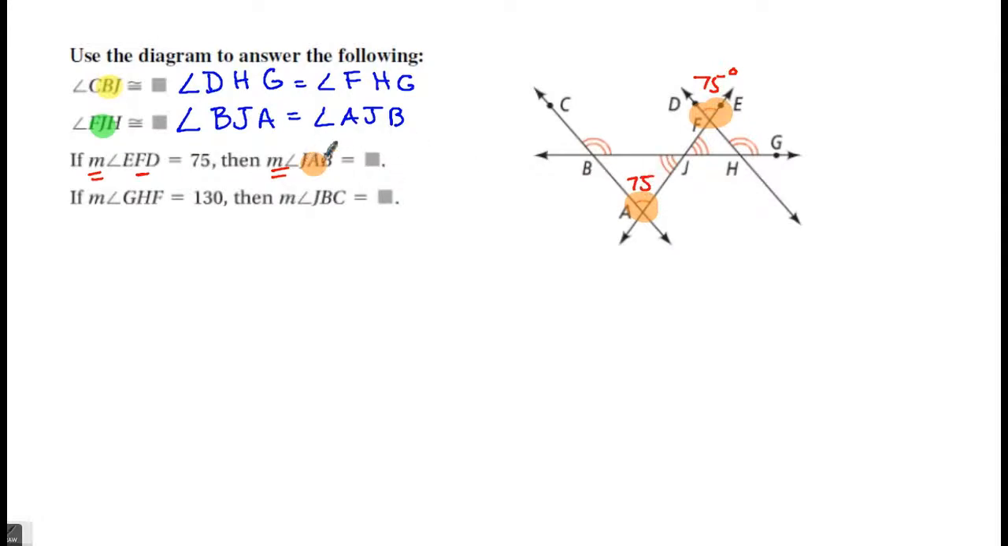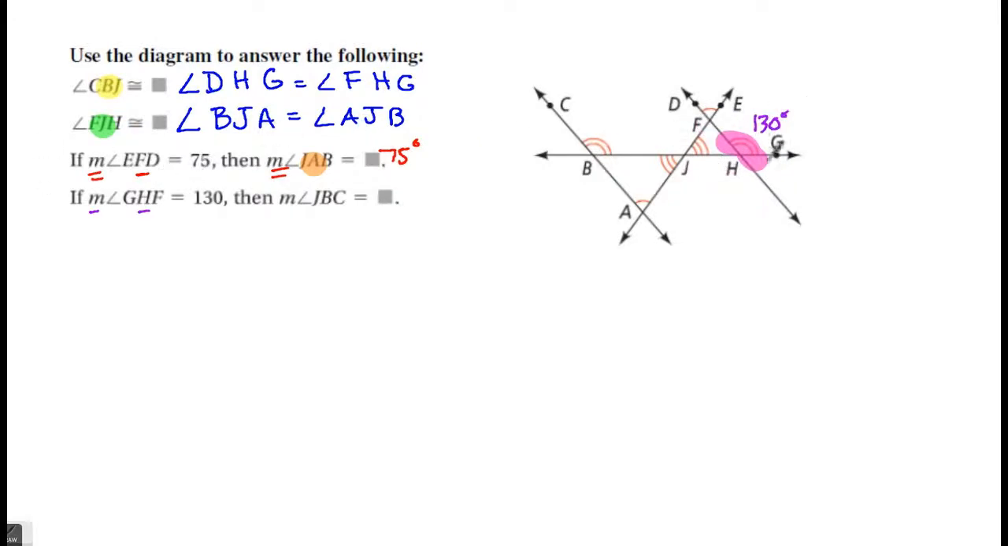The measurement of GHF. So again, GHF. They're talking about this angle right here. So I'll go ahead and highlight that. They're talking about that one. GHF. Well, that one's going to equal 130 degrees. So they're talking about this one being 130. So GHF is 130.